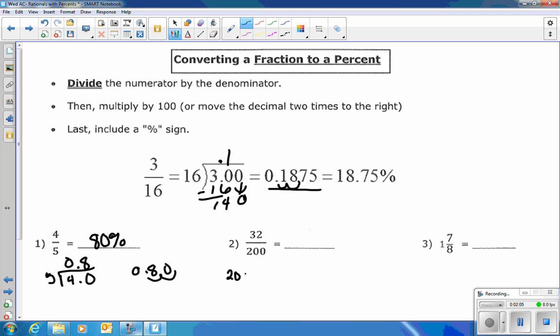So then 200 divided into 32 does not go into 32, but it does go into 320 once. Add a 0 and take it down. 200 goes into 200 one time with nothing left over. So you're going to move it over twice, and that's 11%.